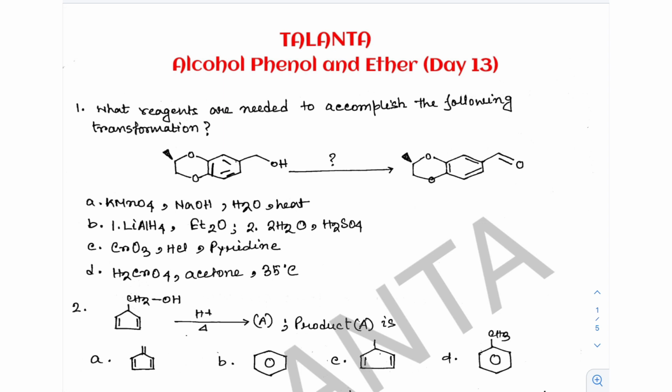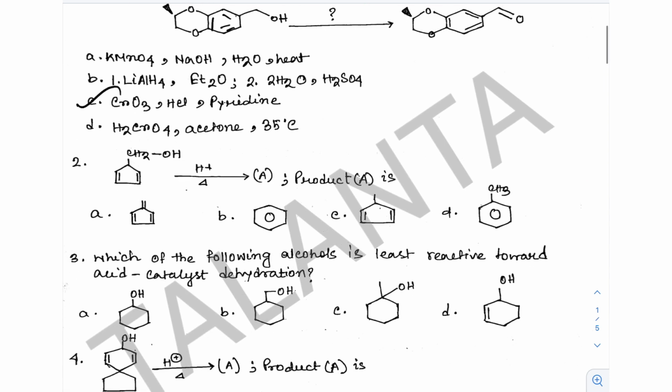This is a selective oxidation sort of reaction. It's a very common reaction. You all know, PCC is used. That means CrO3, HCl, and pyridine. So option C is the correct answer. Next, we will move to question 2.